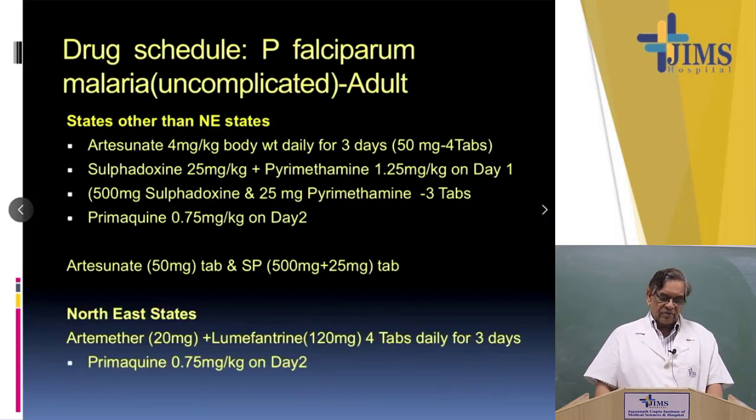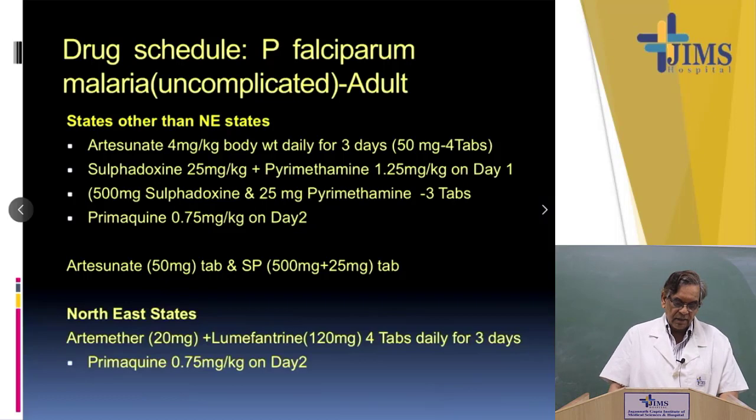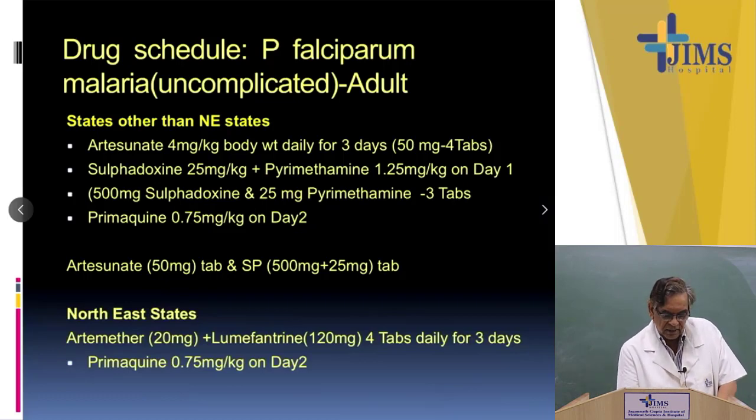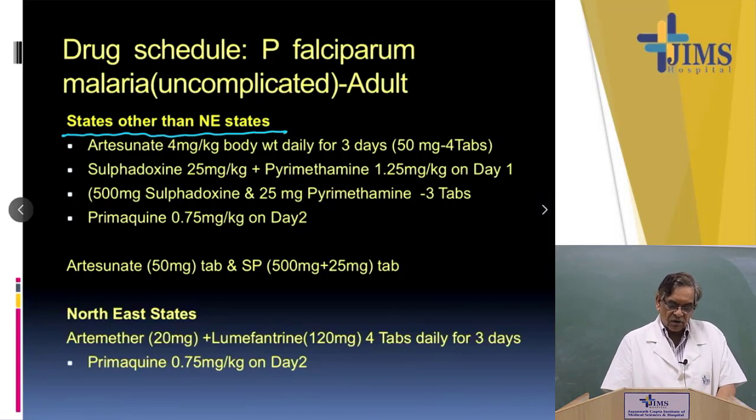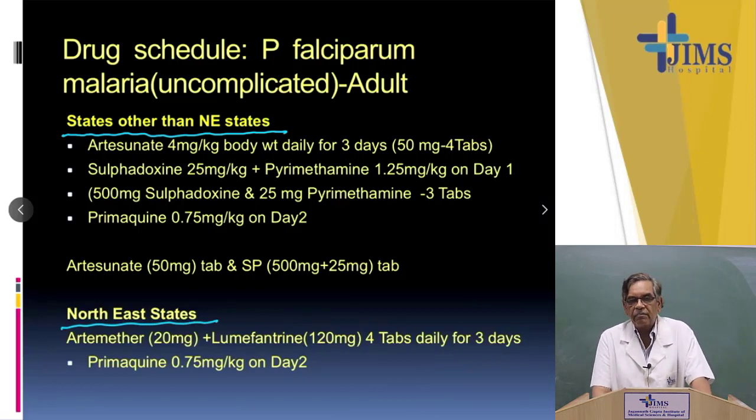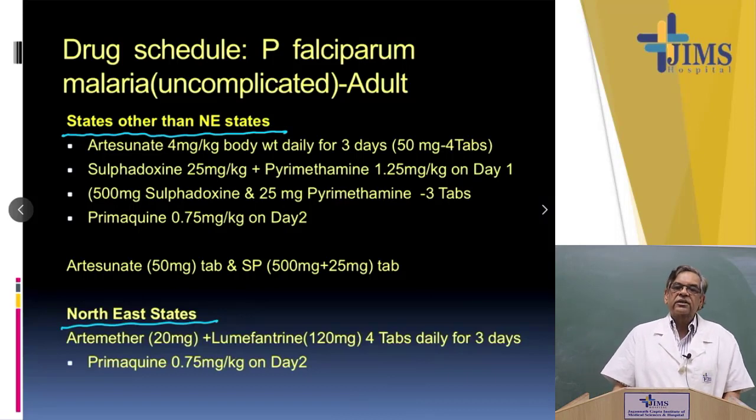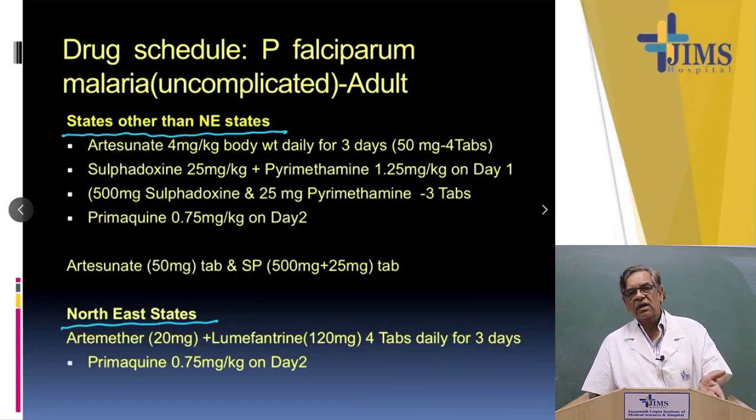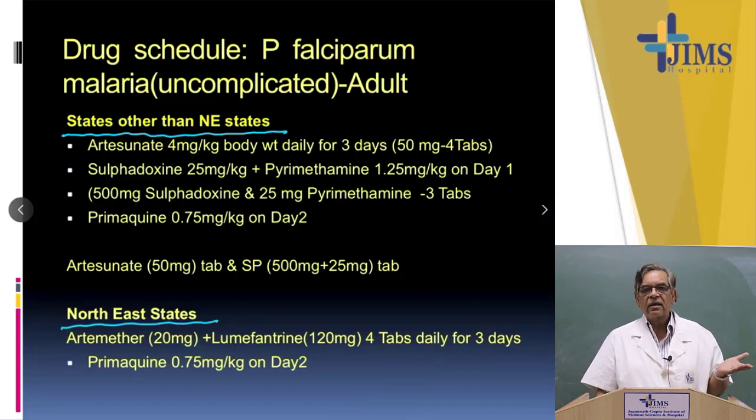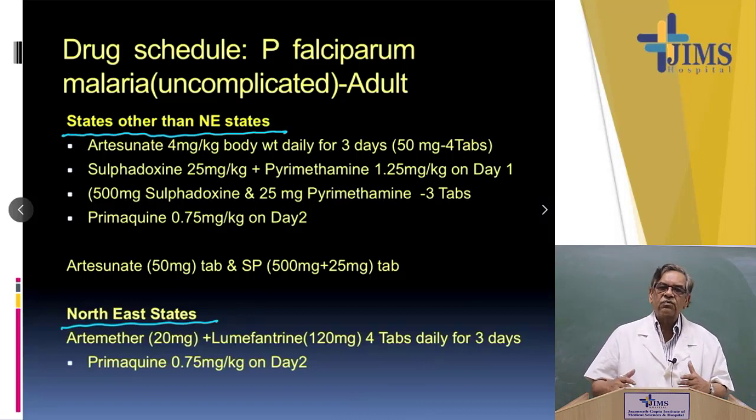Drug schedule for uncomplicated P. falciparum malaria in adults. Remember, in India the drug policy differs for northeast states and states other than northeast states. The treatment regime for uncomplicated P. falciparum malaria is different. What are the states other than northeast states? West Bengal, Orissa, Jharkhand, Andhra, Tamil Nadu. So all the states outside the northeast states.